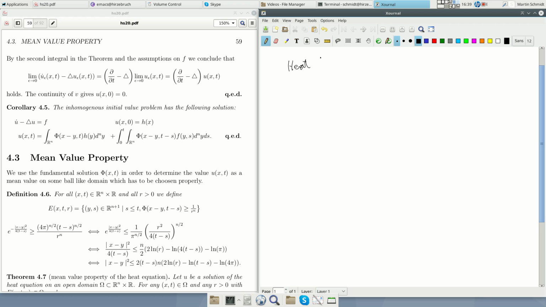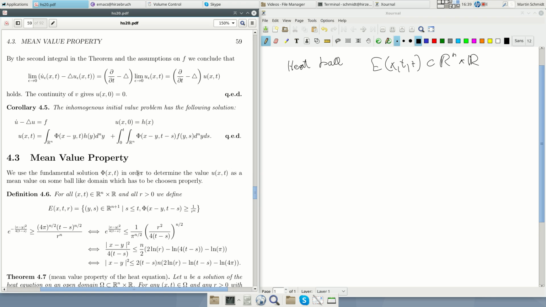Heat ball. This is a subset of R^n cross R, and it's defined here by this formula. So we use the fundamental solution to define the heat ball. We could also have done this in the Laplace equation.